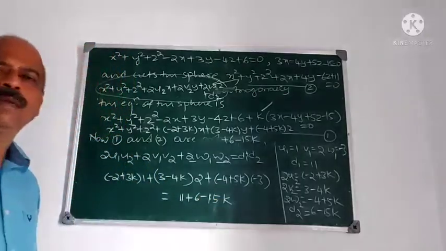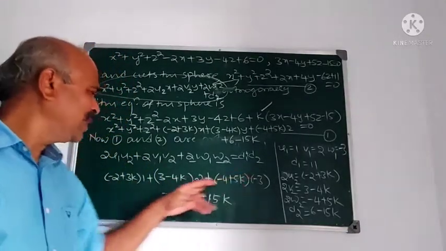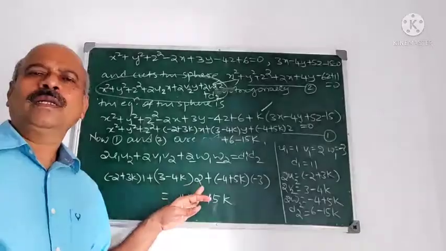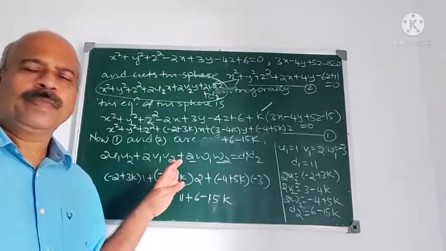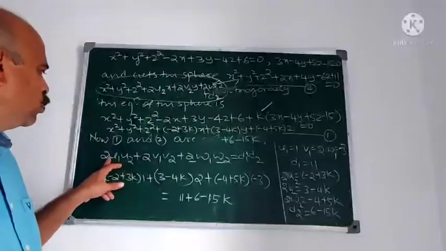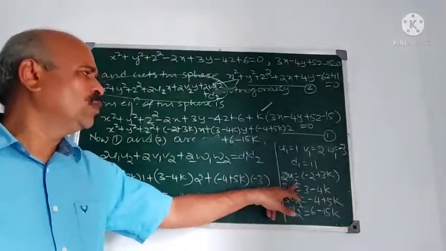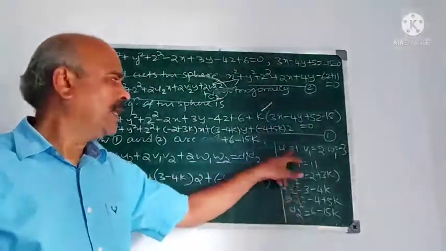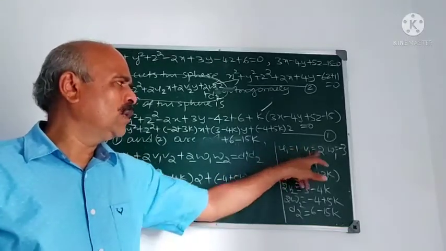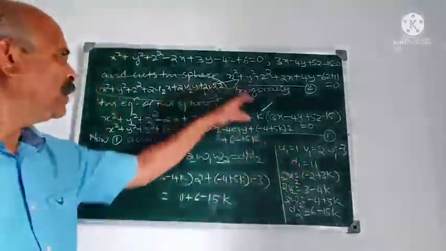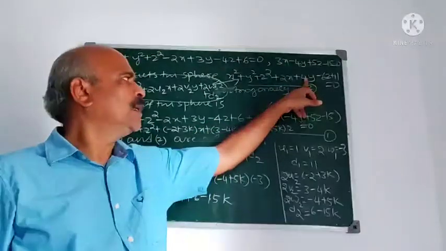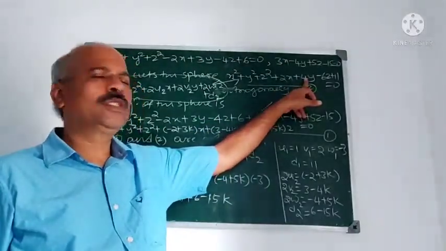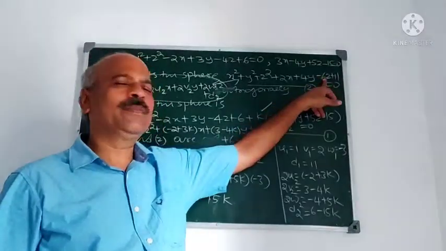6 minus 15k. See, this is also important. These small things are very important while solving the problem. See, I have taken 2u2 u1 because I have written here 2u2. But while writing here, I have written only u1 v1 w1, where u1 is 1, v1 is 2 and w1 is minus 3.